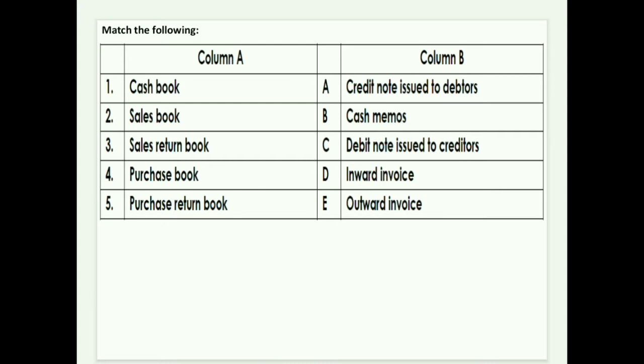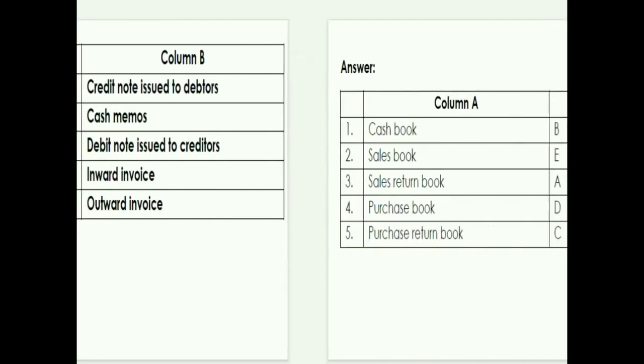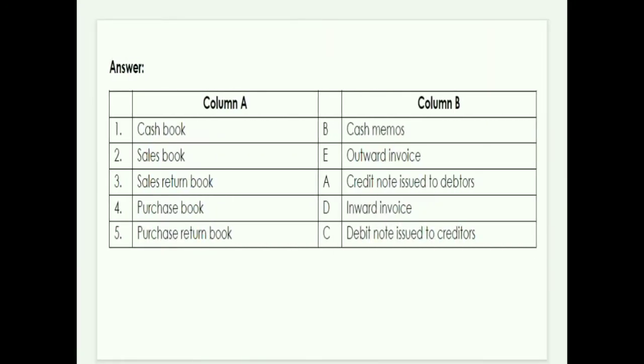I hope those who have done the revision have completed the work. Those who have not done it and are unable to give all the answers, no matter, just do the revision. I'll give the answers and you do the revision. So here is the answer for you. For the cash book, the answer will be cash memos. First question, option is B, cash memos. Second question, sales book, answer is outward invoices.